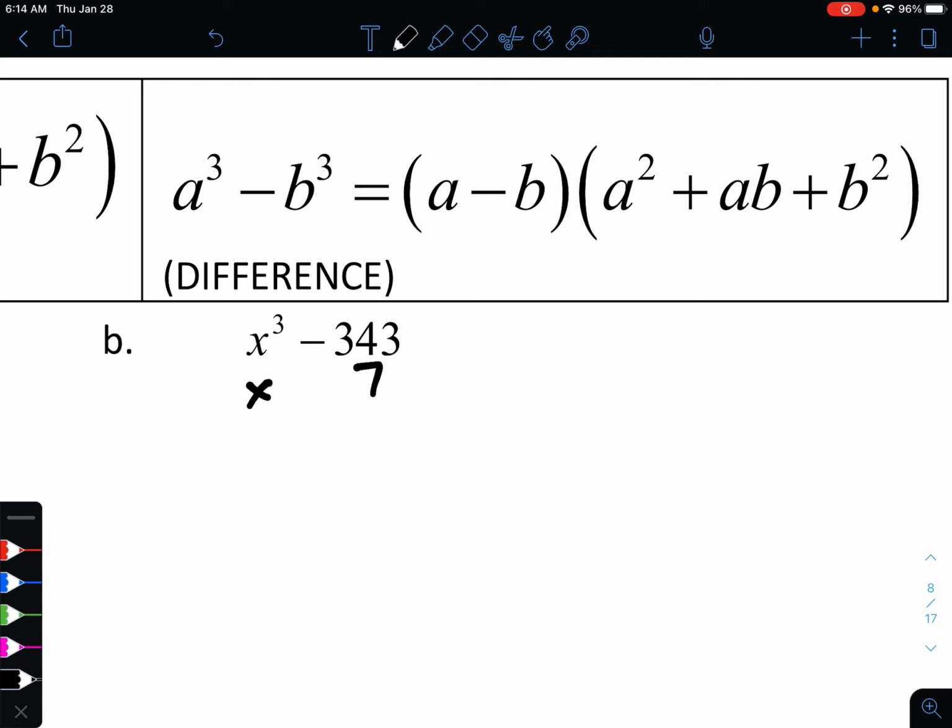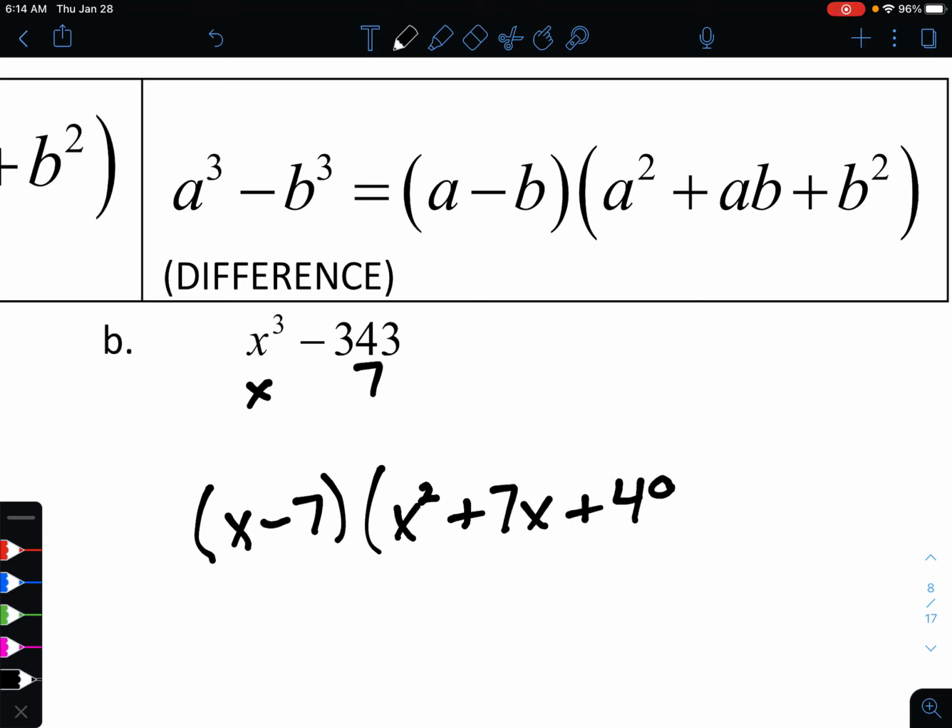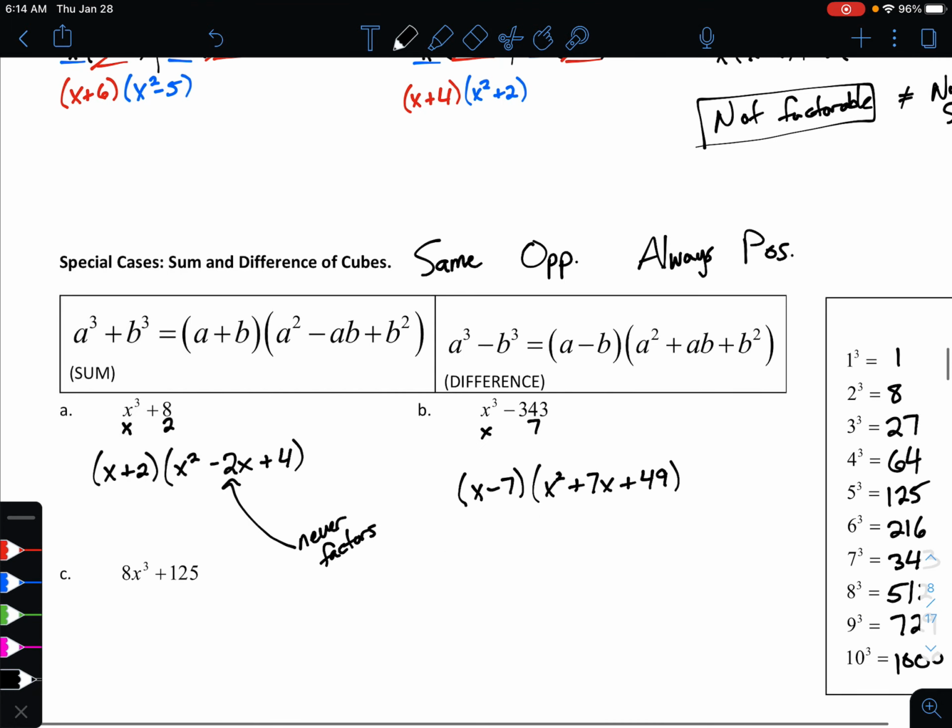Okay. So in putting those into our formula, we're going to start with a minus b, so that's x minus 7. The second parentheses is going to be a squared, so x squared, plus ab, so that would be plus 7x, and then plus b squared, so plus 49. And again, at this point, we're done factoring. Even if it's tempting to want to look at that second parentheses to see if it'll factor, remember that that will never be the case.